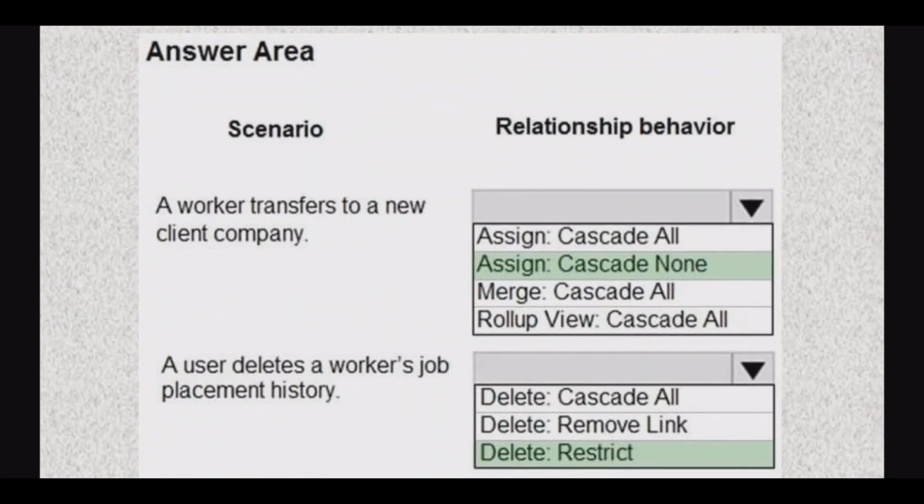Now look for the correct answer. The correct answer for the scenario, the work transfers to the new client company, is assign cascade none.